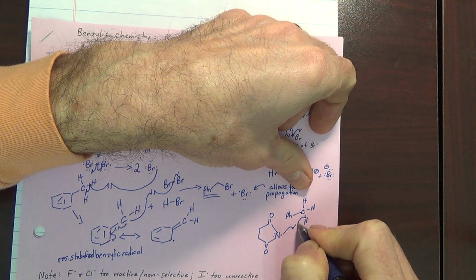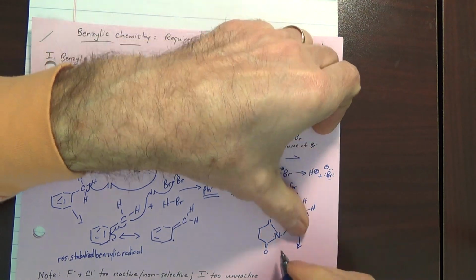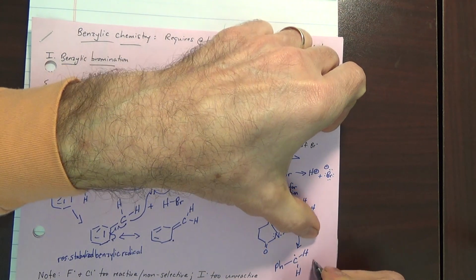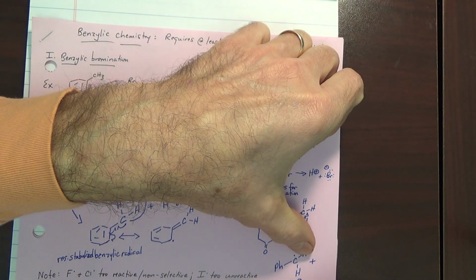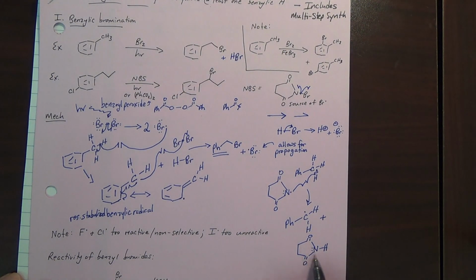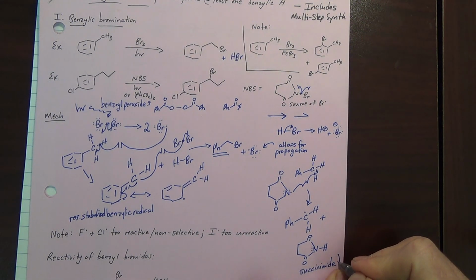So one electron here, one electron here, the other electron onto carbon, and you see that we would end up with our benzylic radical, but plus what? You would end up with this molecule here called not N-bromosuccinimide, but just succinimide. And usually it will precipitate in the reaction.